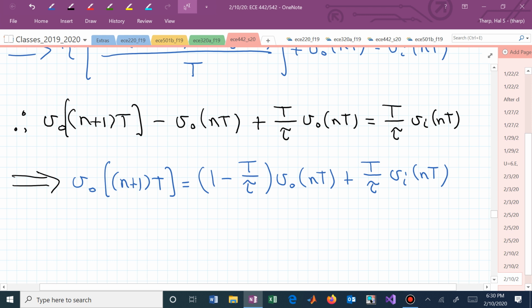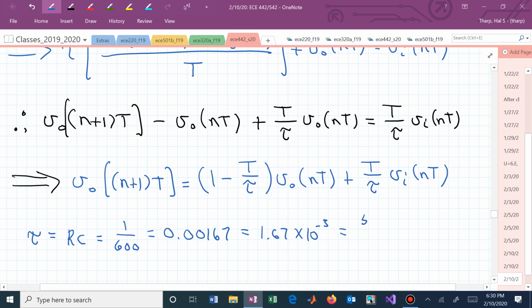And what do we know? We know tau. Tau was our RC, and we picked that to be 1 over 600 for this bandwidth of about 100 hertz. This ends up being 0.00167, or 1.67 times 10 to the minus 3, now that I can kind of compare it with what I had before, and that's now 5/3 times 10 to the minus 3.